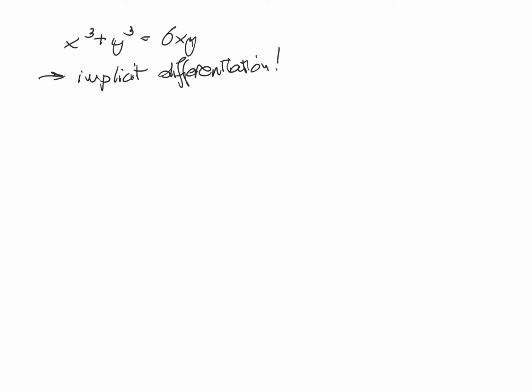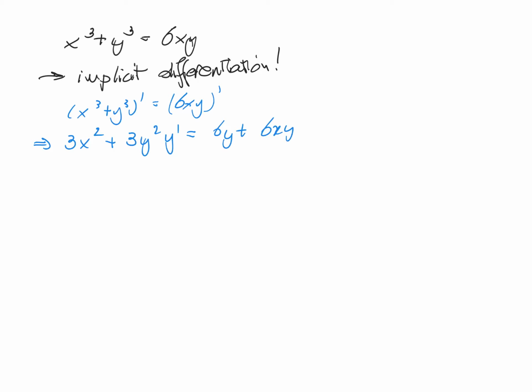To find the derivative, we just take implicit differentiation. So we take the equation and we derive both sides. So the left-hand side on the one hand and the right-hand side on the other hand. We then calculate these derivatives. The derivative of x to the power 3 is 3x squared. For y to the power 3, this is 3 times y squared times y prime, because y depends on x, is then equal to the derivative of 6xy. This is 6y plus 6 times x times y prime according to the multiplication rule.